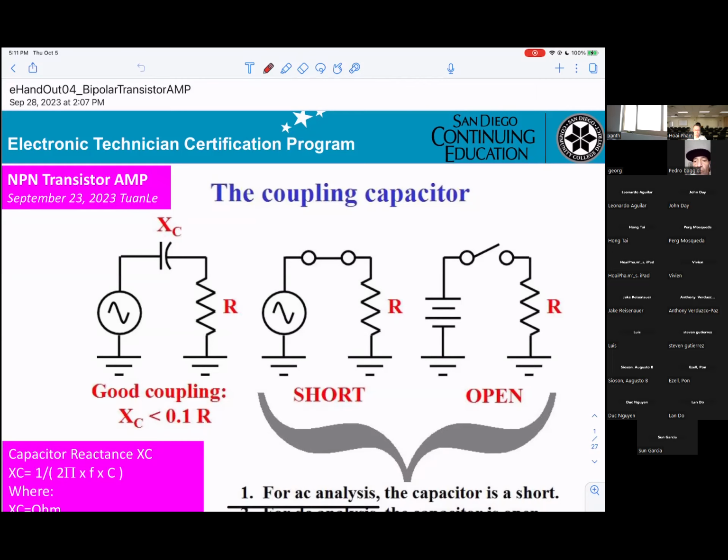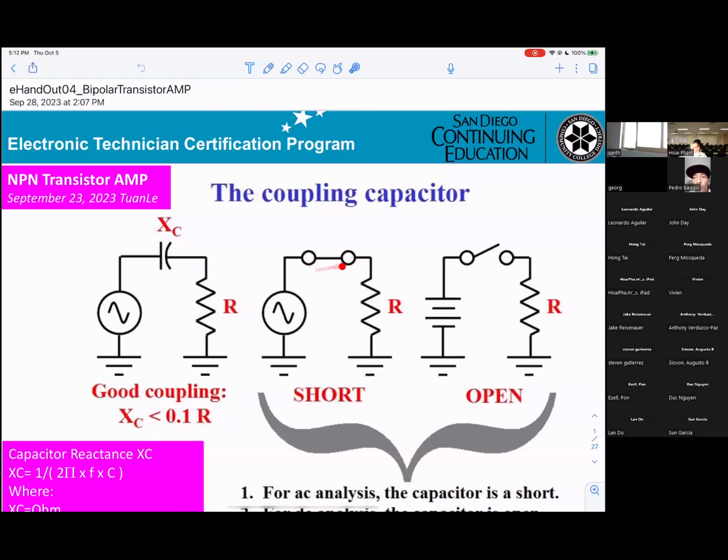At the beginning, they show you the coupling capacitor. The first one, they say good coupling. Okay, we'll understand that a little later. Next one, capacitor will be shorted. Okay, and the last one, capacitor can be open.